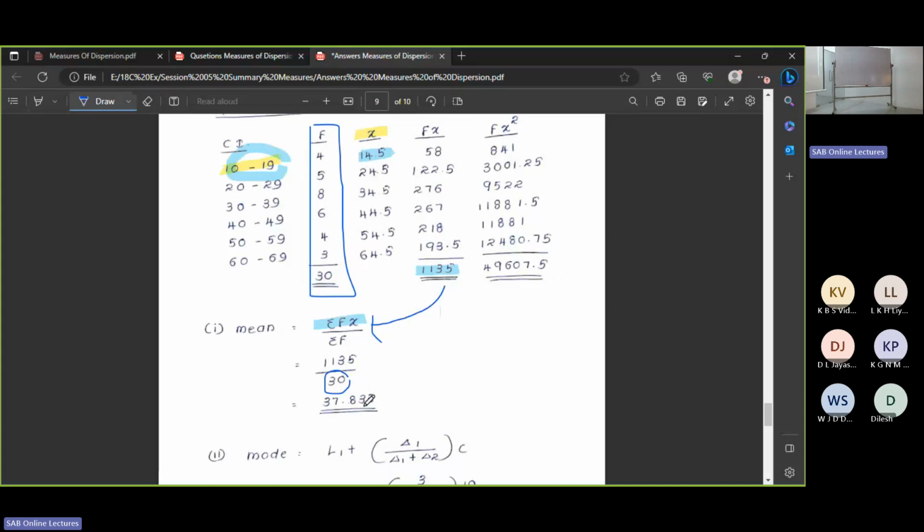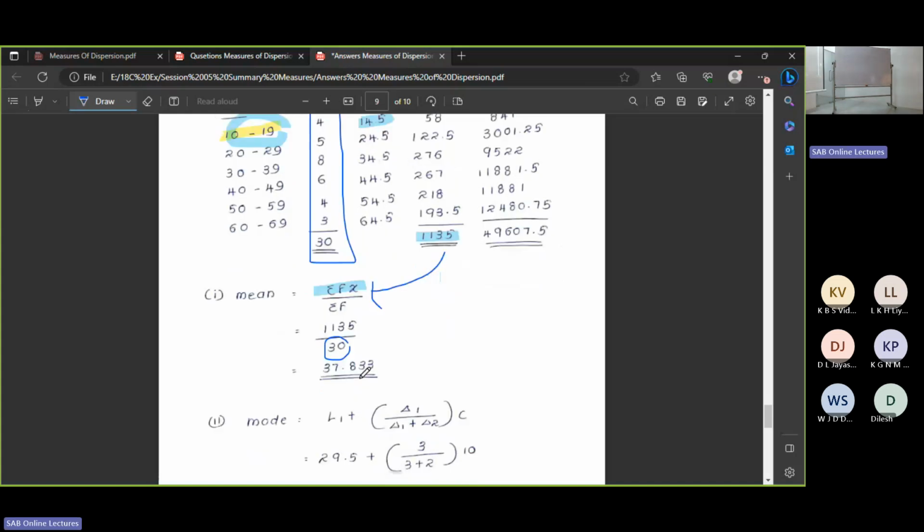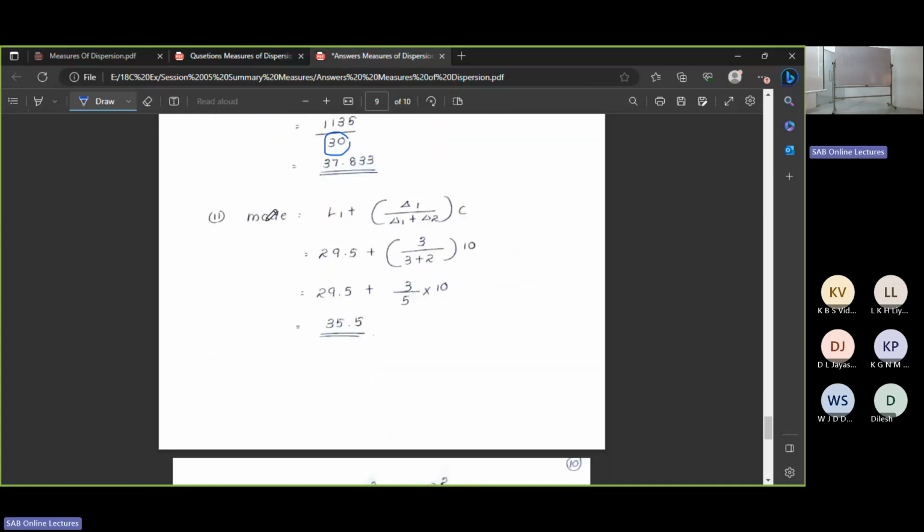Since we are talking about employees, we cannot have a decimal value. Then we need to round up. It's clear? When we talk about employees, we cannot give decimal values. Then the mean value is 37.833. Then we can comment: the average number of employees who left the company is approximately 38. It's clear? Then how to calculate the mode value?